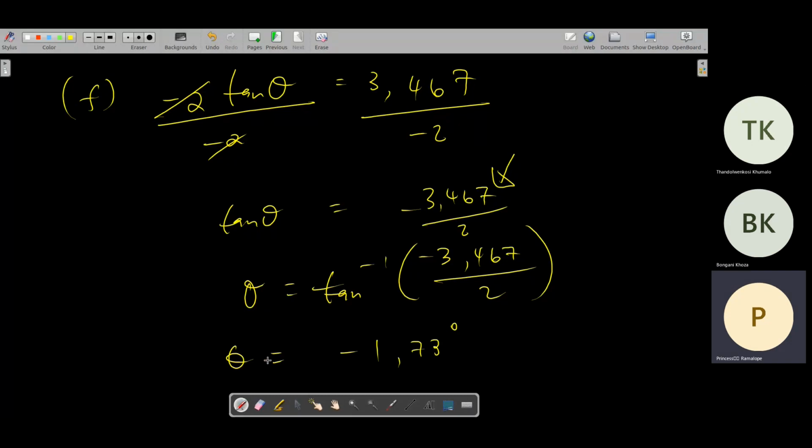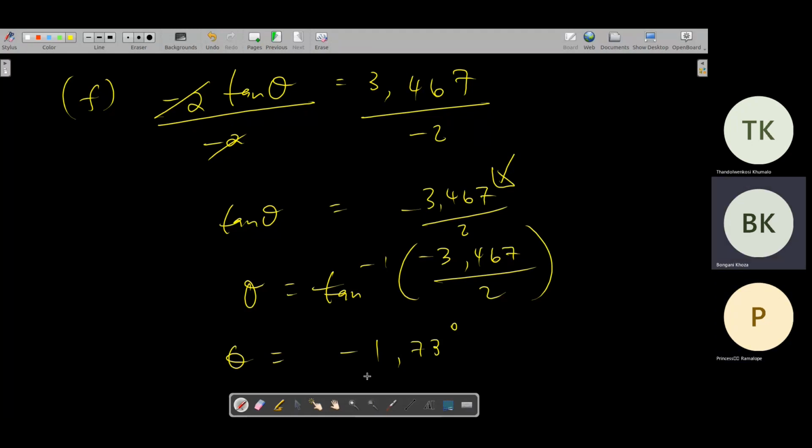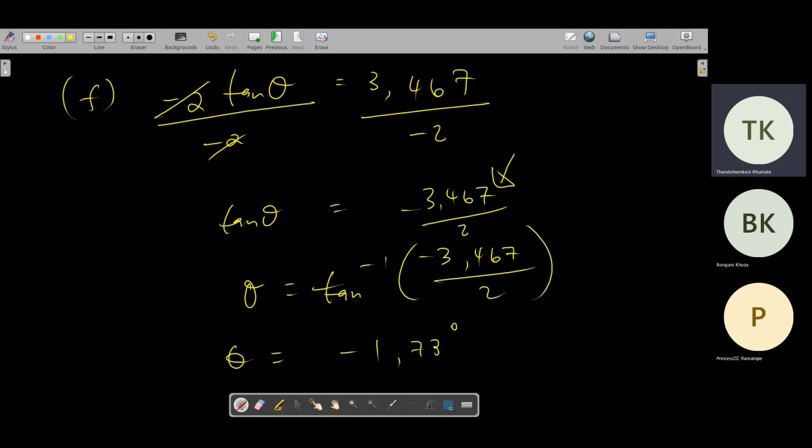So, sir, I have found negative 60 degrees. Yes. Okay, so we're having a negative 1.73 and negative 60. I'll start at the bottom and do it because I don't see.